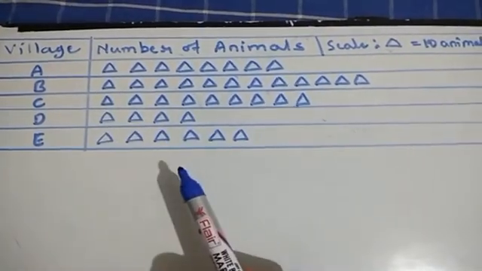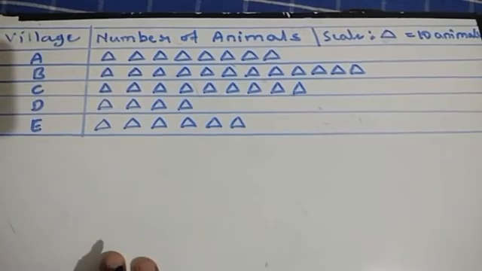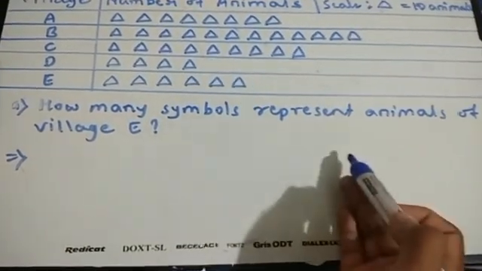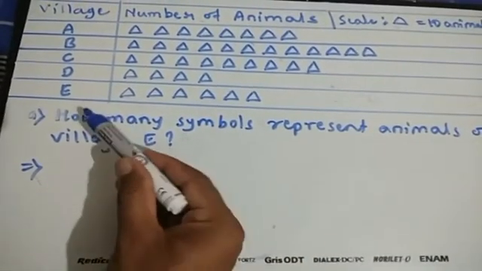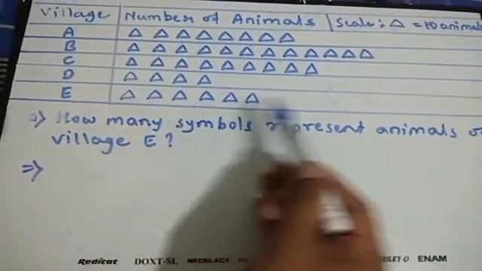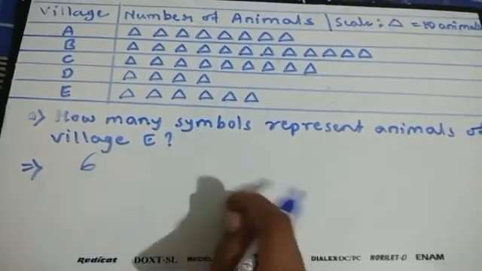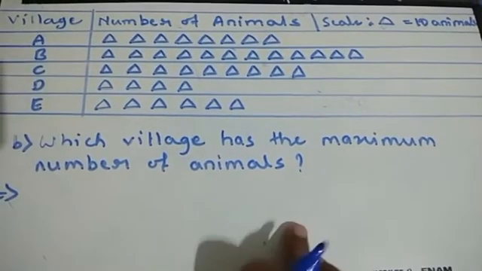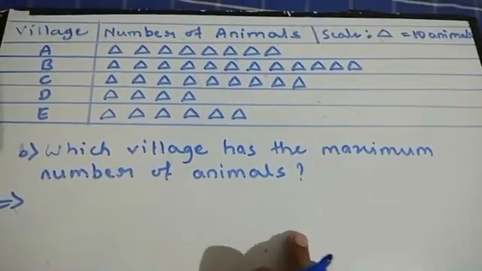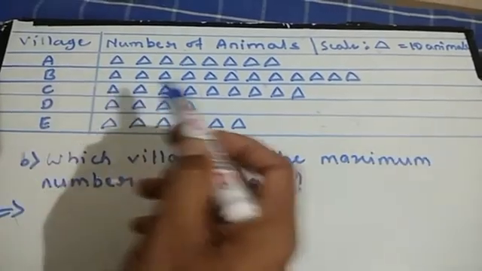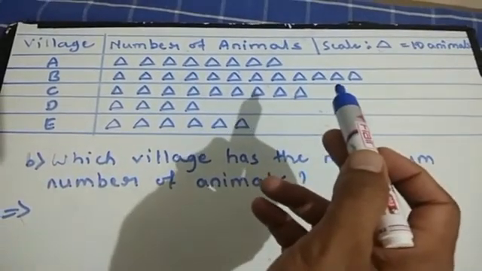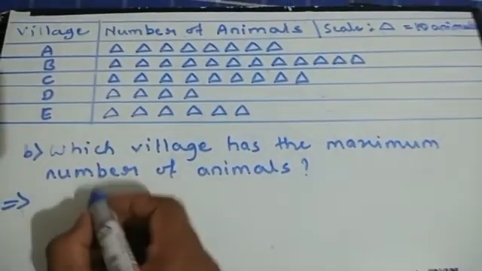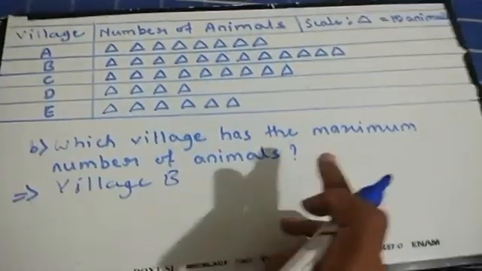Now, let's answer some questions on this. Here we have the first question. How many symbols represent animals of village E? We can see here 1, 2, 3, 4, 5, 6. So, 6 symbols represent animals of village E. The next question is, which village has the maximum number of animals? We can see here village B, where we have written 12 symbols. It means 120 animals are there in village B. Therefore, what will be the answer? Village B has the maximum number of animals.